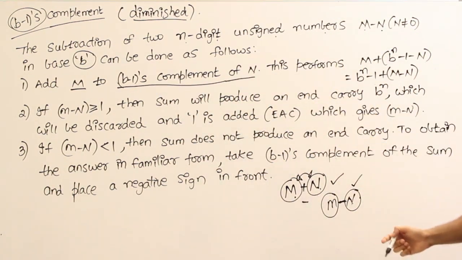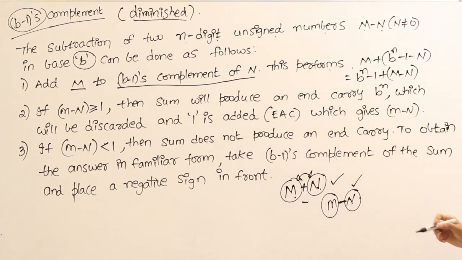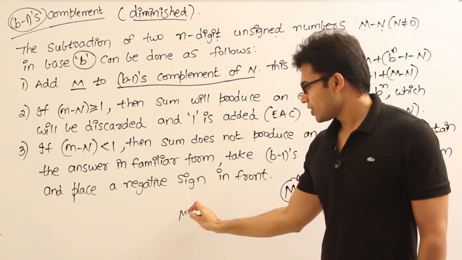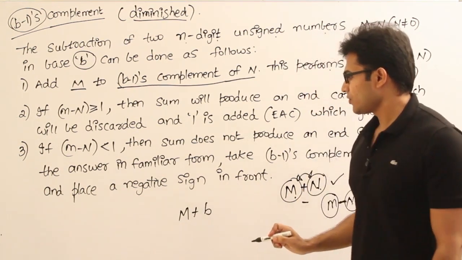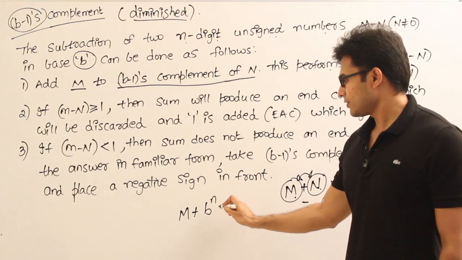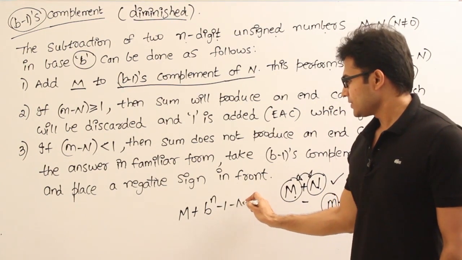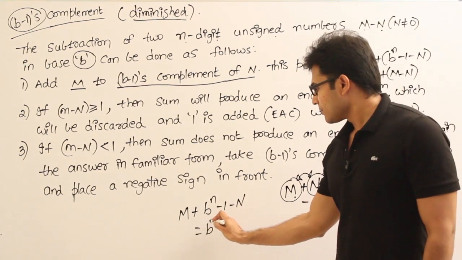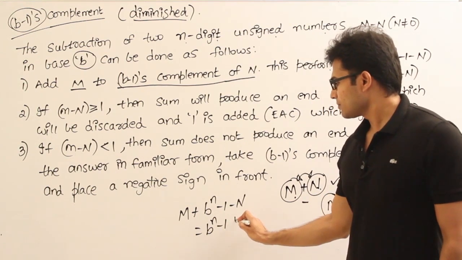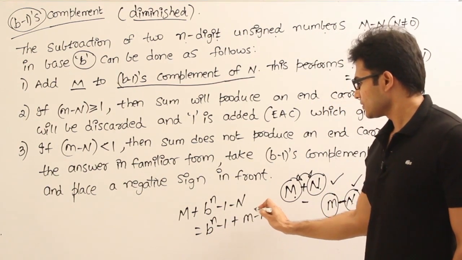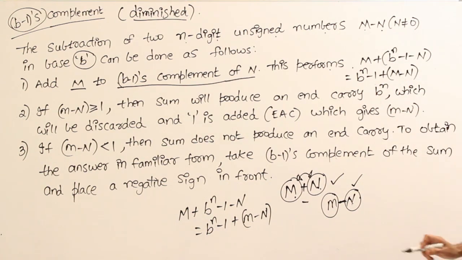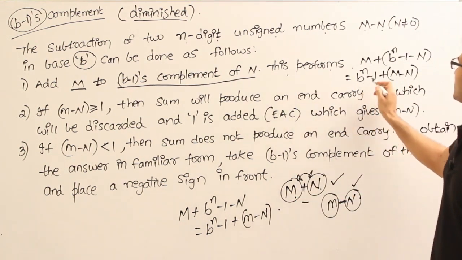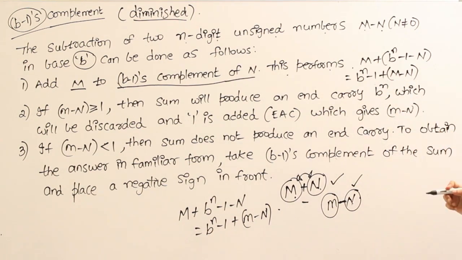Now what happens if you do that? We are taking m and adding the b minus 1's complement of n, which means b power n minus 1 minus n. How can we write it? B power n minus 1 plus m minus n. This is how we can write it, isn't it? So this is the result we get.